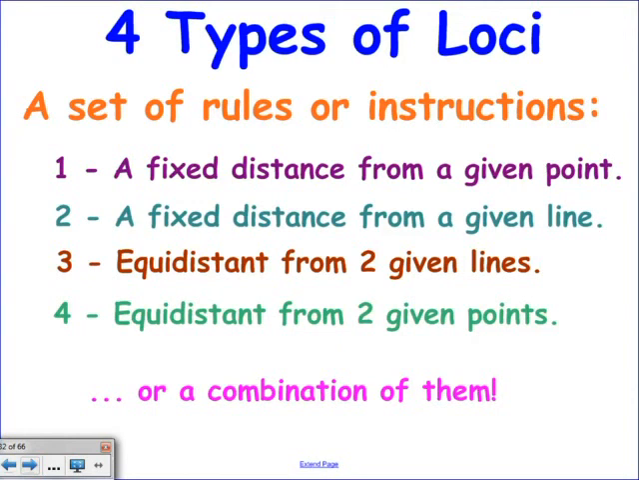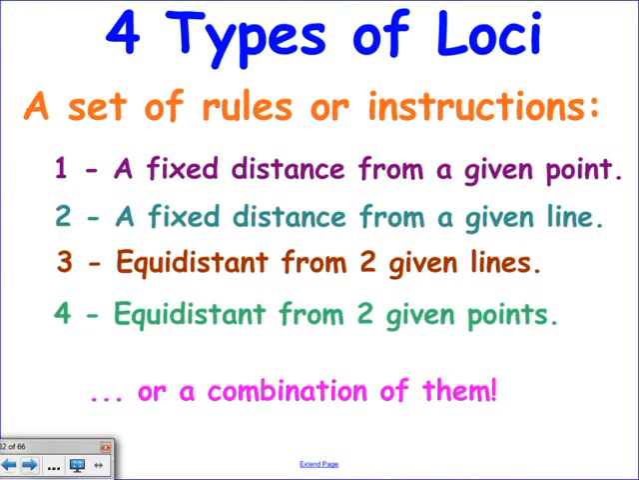And then the 4th one we've done as well. Equidistant from two given points. So if I say I've got point A and point B, how do I draw a line that's the same distance from A and B? Remember how we did that earlier? Measured with the compass, and then spread it out so it's just over halfway. Brilliant. And then draw your arcs. So we've done that one as well.